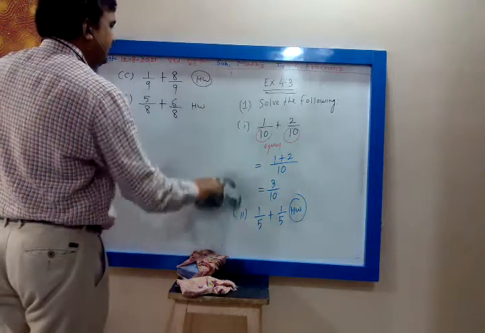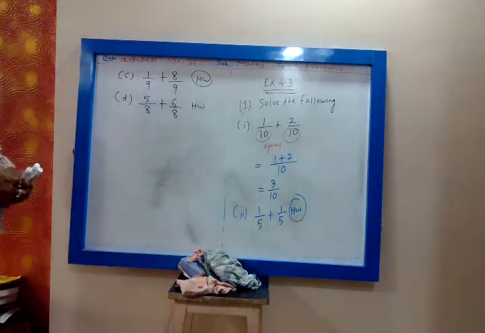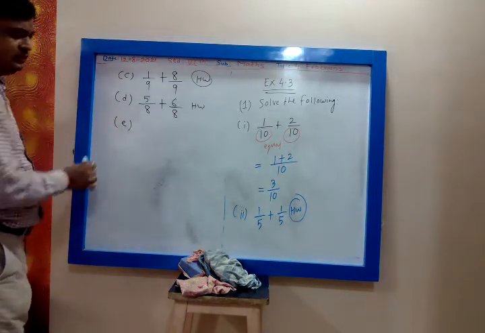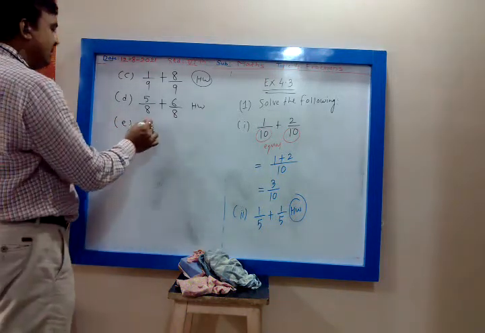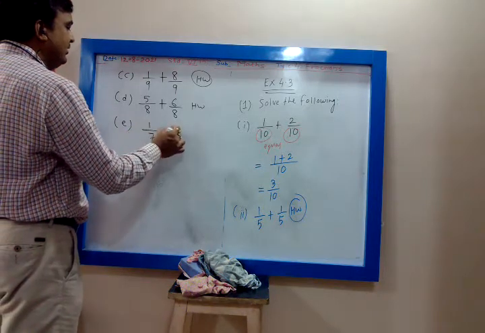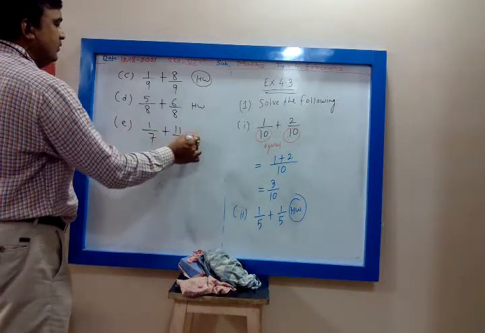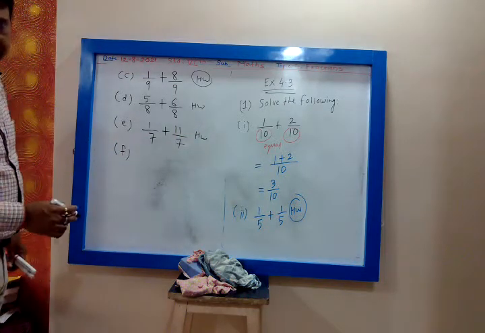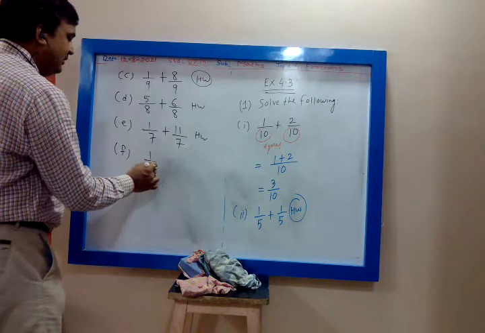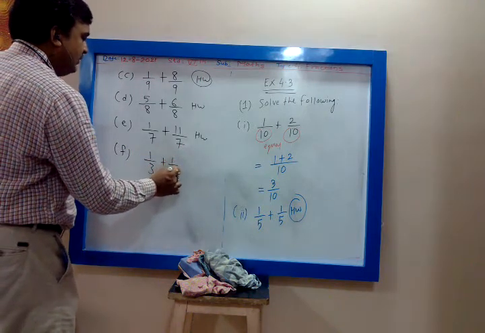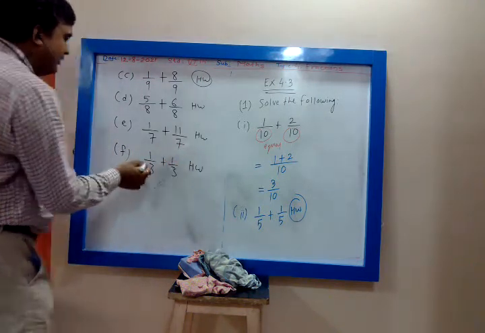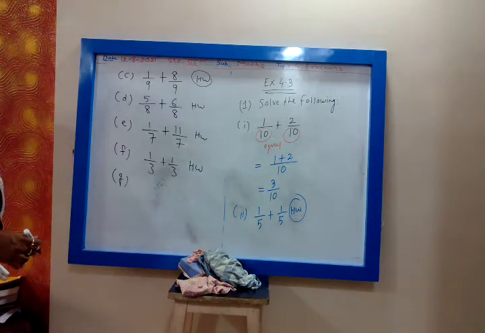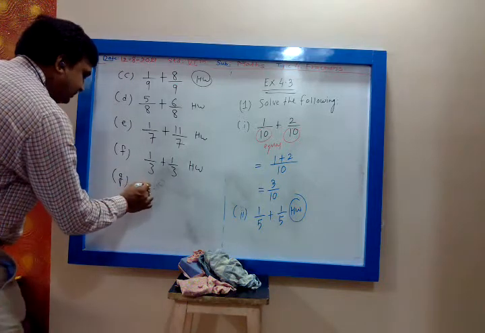11 by 8 is the answer. Now E: 1 by 7 plus 11 by 7. Denominators are equal, so add numerators. 12 by 7. F: 1 by 3 plus 1 by 3. Denominators are equal, add numerators. 2 by 3. G: 2 by 5 plus 3 by 7.